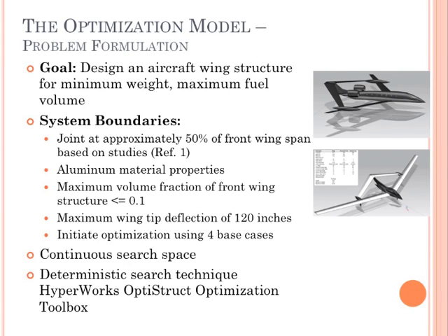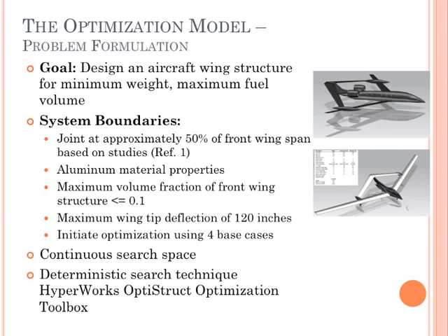The goal of the optimization project is to produce a joined wing design that minimizes weight and maximizes volume. The system boundaries taken into consideration are the joint where the forward and aft wings meet, which is fixed at 50% of the span of the forward wing. This was determined based on the analysis completed by Gallman. The upper bound for the optimization is a maximum volume fraction of 0.1.